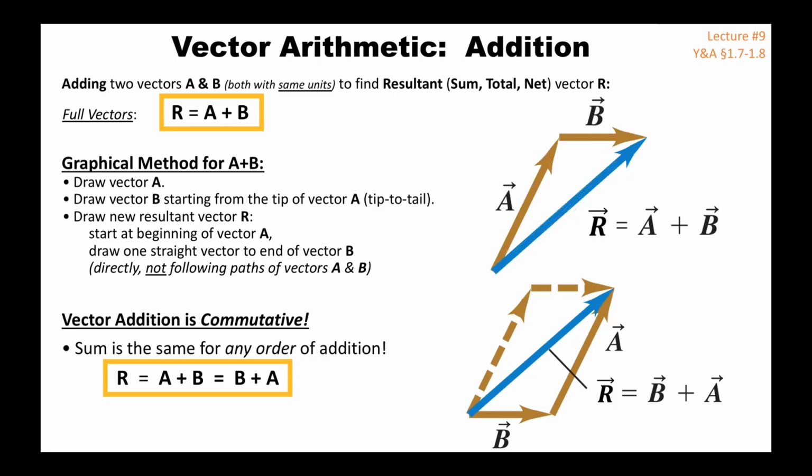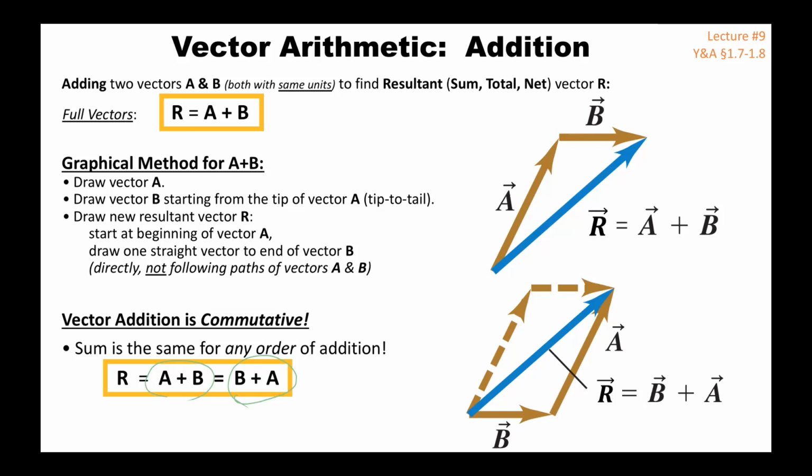Finally, before we leave this slide, it's worth noting that, as with addition for regular numbers, vector addition is commutative, meaning you can change the order of operation and you still get the same answer. And this is true whether you have 2 vectors or many.